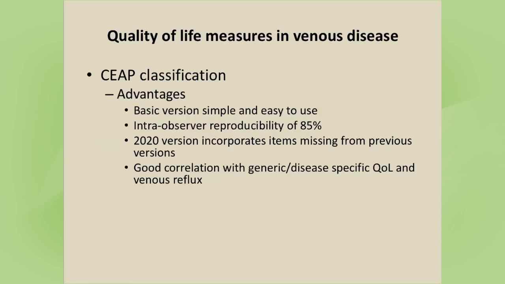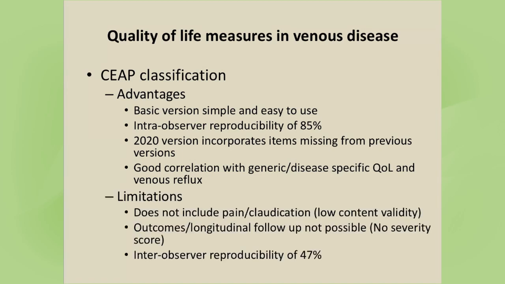Advantages, the basic version is simple, it's easy to use. The intra-observer reproducibility is around 85%, pretty good. The 2020 version incorporates items missing from previous versions, and it has good correlation with generic as well as disease-specific quality of life and venous reflux. On the other hand, it does not include pain or claudication, so it's got low content validity in that regard.